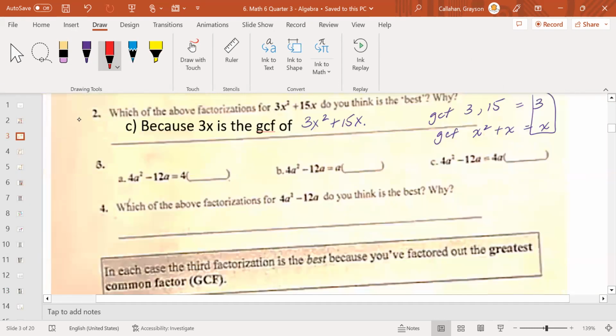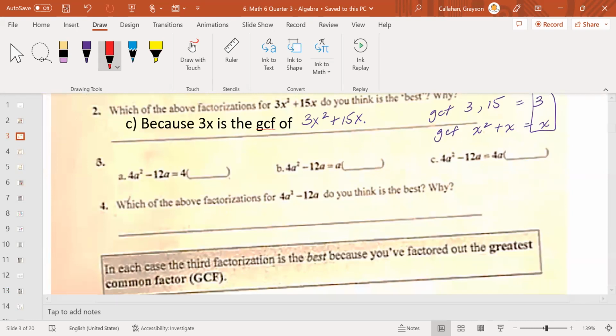Okay, let's move on. For number 3, you go ahead and try it on your own. Try it on your own for number 3. Turn on the light, please. Give it a try on your own, and I'll show you the answer.